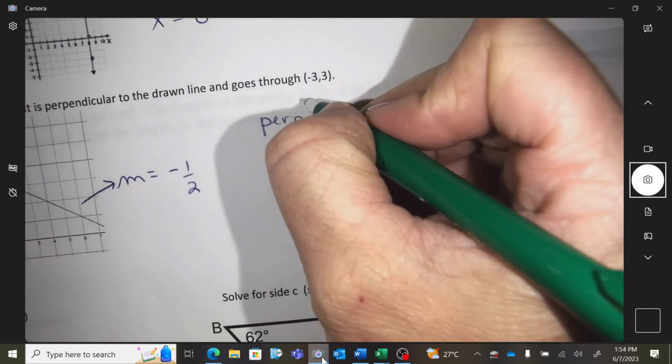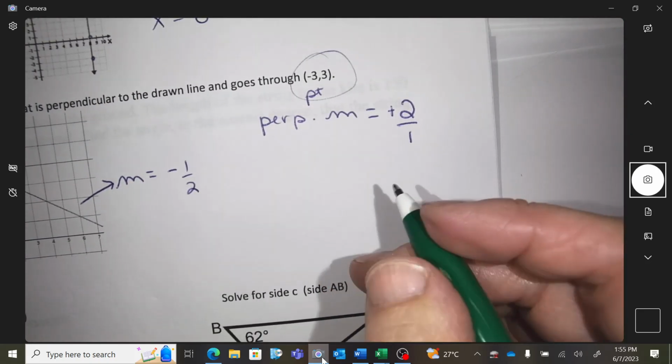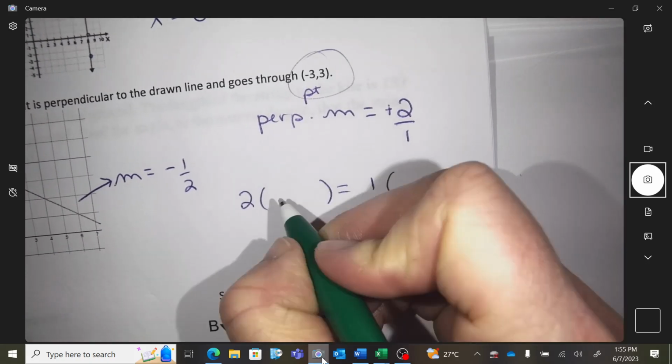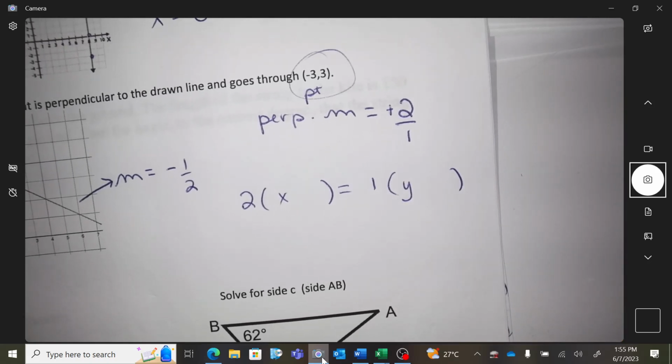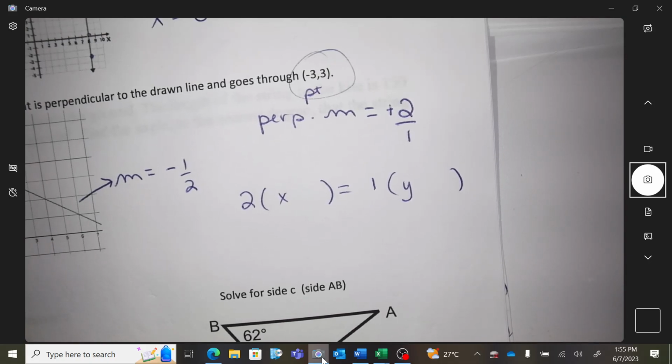And we go through this point. So I'm going to use this format. I gave you two equations for your formula sheet. So you can have this version, which is called point slope. I'm going to use this if I have a slope and a point. I use the other one if I have a y-intercept.